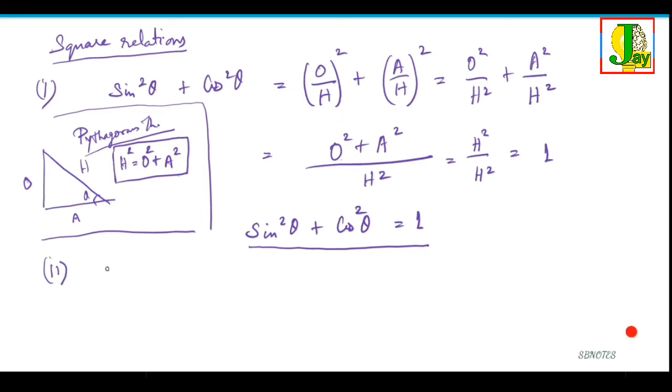Similarly, you can prove the other two identities that we have. The second identity being 1 plus tan square theta equals to sec square theta, and the third identity we can prove using this method simply by putting tan square theta equals to opposite by adjacent whole square. Like that you can prove it. And again, 1 plus cot square theta equals to cosec square theta.